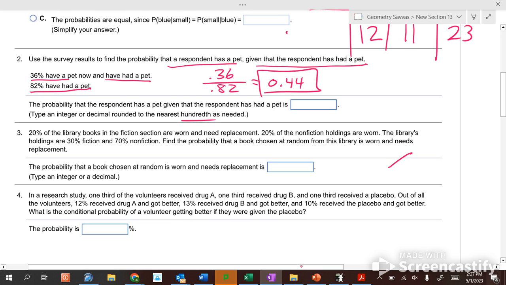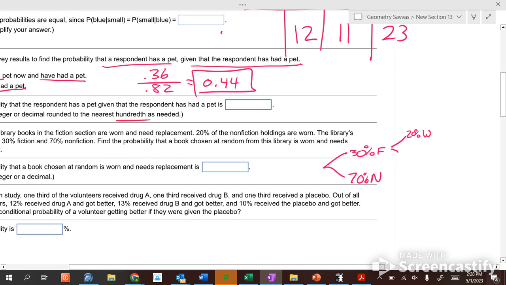All right. At a library, 30% of the books are fiction, 70% are nonfiction. Of the fiction, 20% are worn and need replacement, and that means 80% of those are good. Of the nonfiction, 20% are worn and need replacement. That means 80% of them are good.